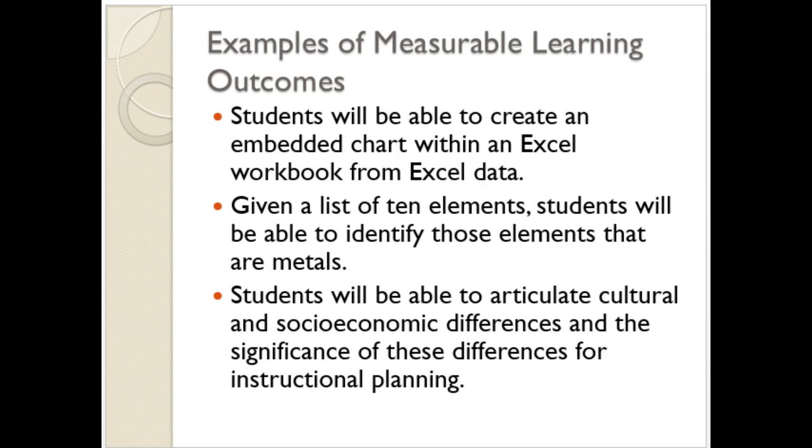Another example: given a list of 10 elements, there's the condition. Students will be able, students are the audience, to identify those elements that are metals. So identify is the performance. And lastly, students will be able to articulate cultural and socioeconomic differences and the significance of these differences for instructional planning. Again, we've got an audience, we've got a performance. These outcomes are measurable. You could take these outcomes, create an activity, and assess the student's learning.